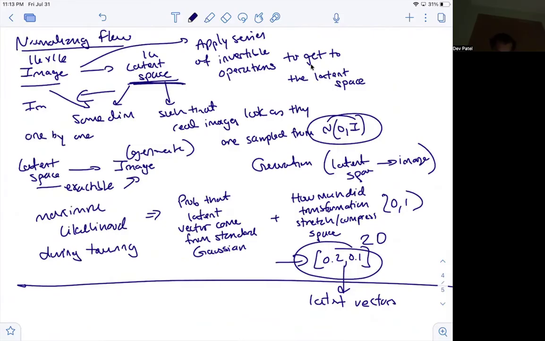And so we're trying to maximize the likelihood during training. What's this likelihood? The probability that the vector comes from a standard normal, because we want to make sure that these latent vectors come from a standard normal. That's our output distribution that we're trying to get to.